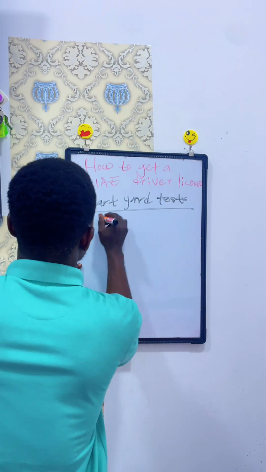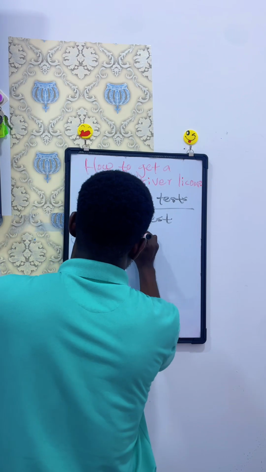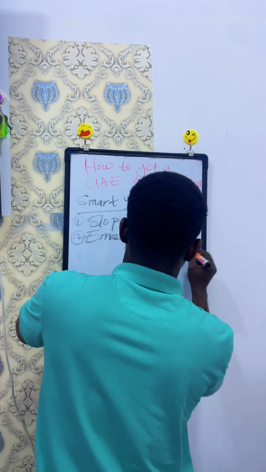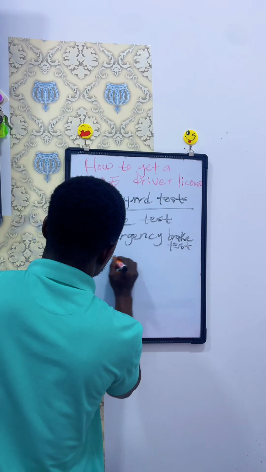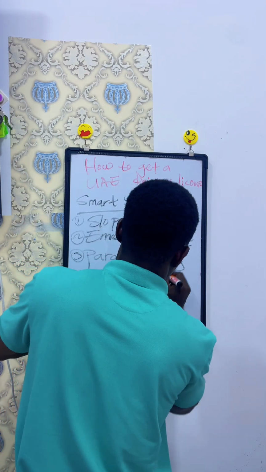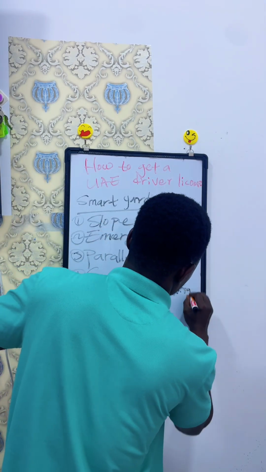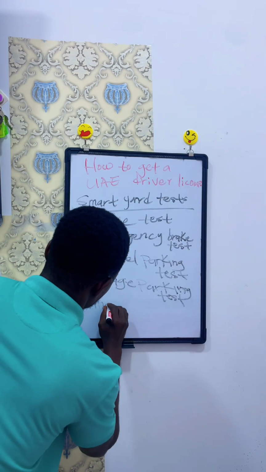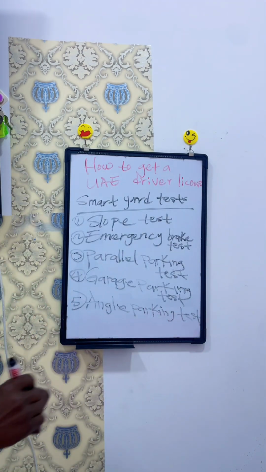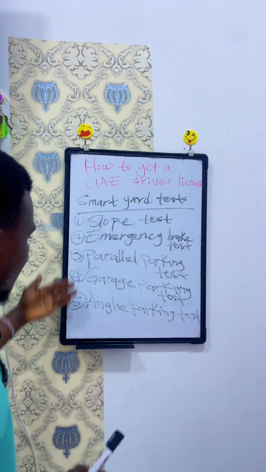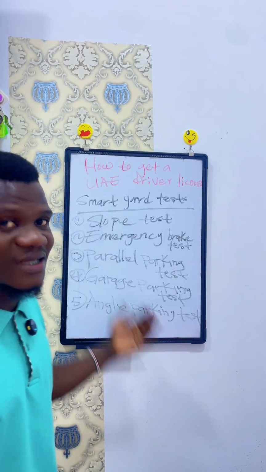Number one here is the slope test. Number 2 is the emergency brake test. Number 3 here is the hurry up test. Number 4, garage parking test. Number 5 is the angle parking test. So these are the 5 steps of the smart yard tests that we have, which is the parking classes, right?